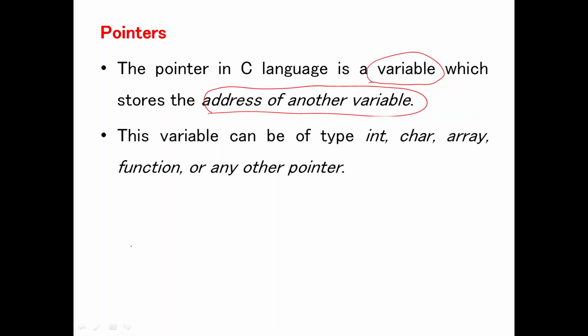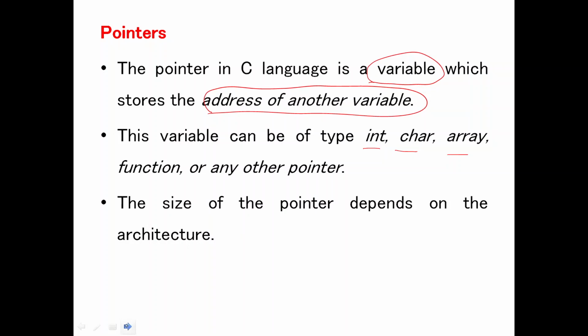So this pointer variable can be of any data type, that is it may be integer, it may be character, array, function, or it may be a type of any other pointer. So the data type depends on the variable whose address the pointer is going to store. So based on that target variable, the data type of this pointer depends.